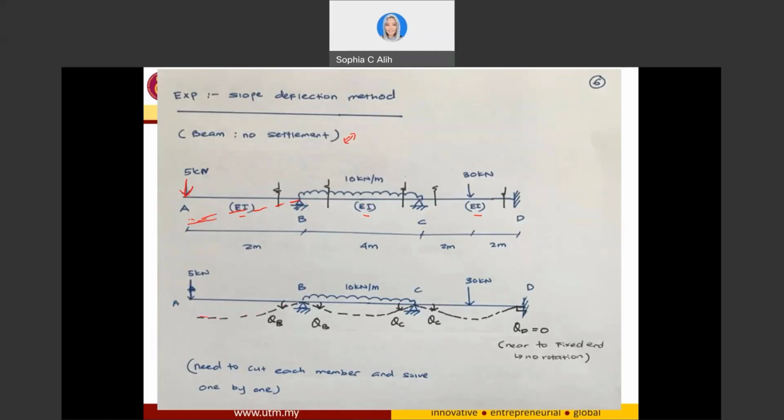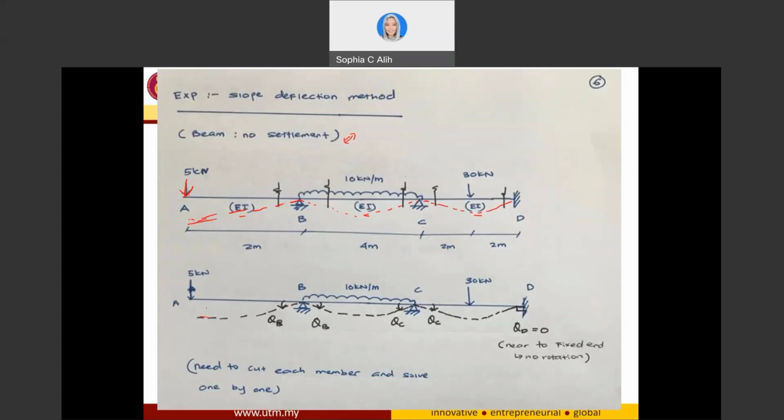About span BC, if I load my span BC with a uniform distributed load like this, then the deflection of my beam is going to be this way. In other words, it's going to follow this line. And if I have my span CD with one point load in the middle of the span, definitely my span also is going to be deflected in this direction. So with this predicted deflection line, I can now understand what the angle of rotation is for my beam.